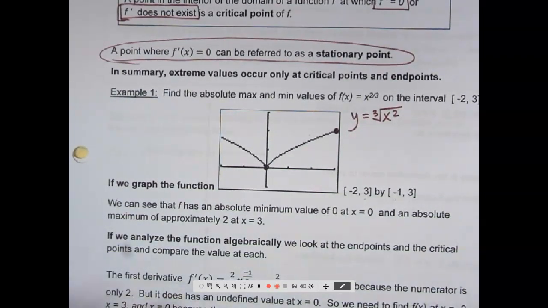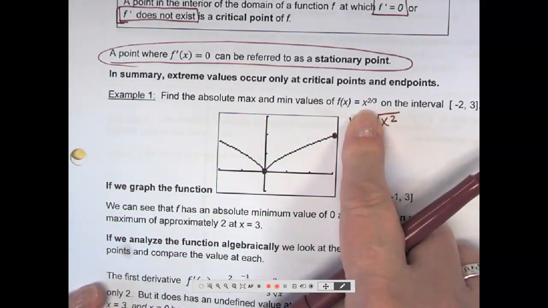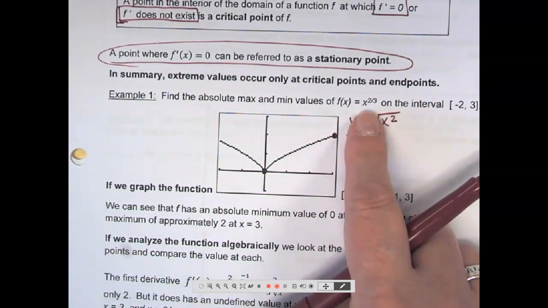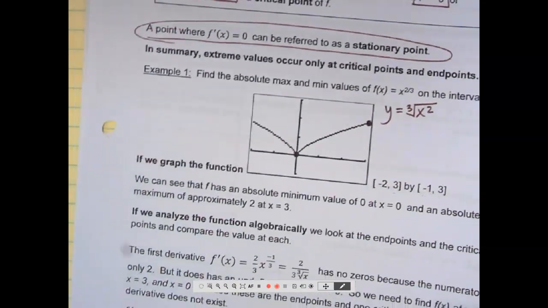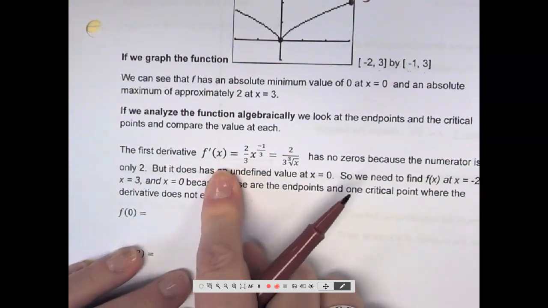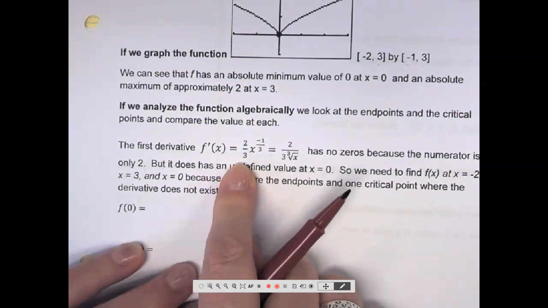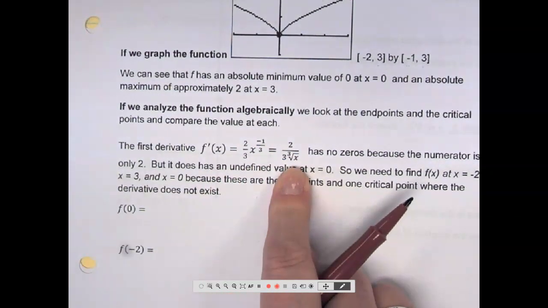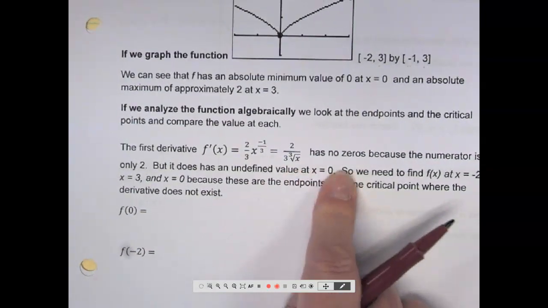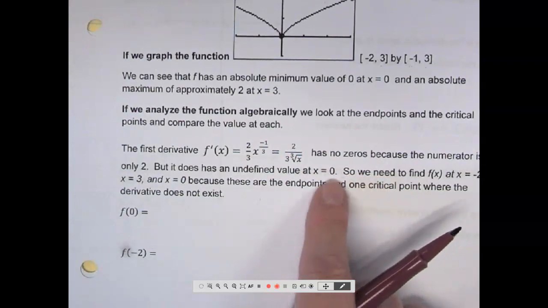We're going to take our function, which is x to the 2/3. We're going to find its derivative because I'm interested in where the derivative is 0 and where it is undefined. The derivative, I've already taken it for us, is 2/3 x to the negative 1/3, which is the same thing as 2 over 3 cube root of x. Is everybody okay with that? It has no zeros because the numerator is only 2.